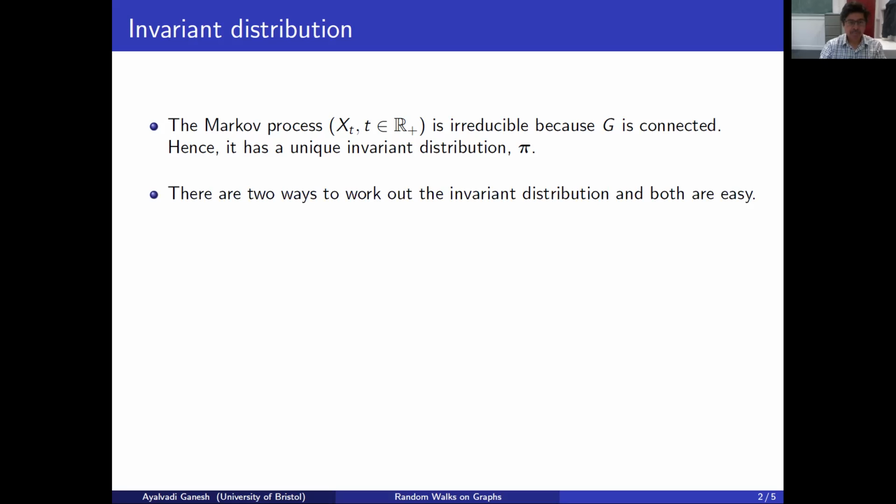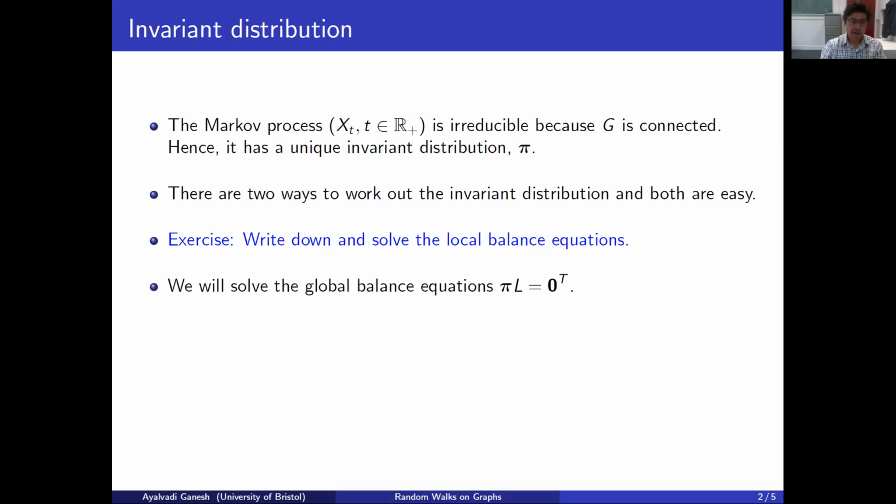Can we calculate it? We can. It's easy to do this, and there are two ways to do this. One way is to solve the local balance equations, also known as the detailed balance equations. I'm going to leave it to you to write down and solve these. Do it for yourselves just to become comfortable with it. It's good practice. And instead here, we'll solve the global balance equations. So let's recall these. These are the equations pi times Q, where Q is the generator matrix, is the zero vector.